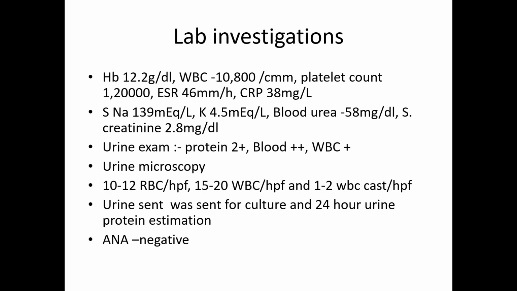Let's see the investigations. Hemoglobin 12.2 gram per deciliter. The WBC count 10,800. Platelet count slightly on the lower side. ESR is raised. CRP is a bit high. Electrolytes are normal, but blood urea and serum creatinine are on the higher side. Blood urea is 58 milligram per deciliter, whereas serum creatinine is 2.8 milligram per deciliter, and by this time everybody should be clear about the normal values of serum creatinine.